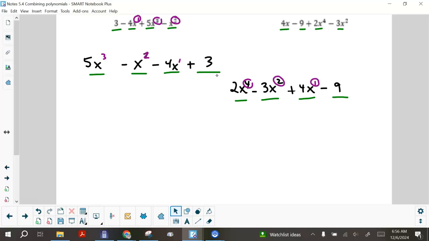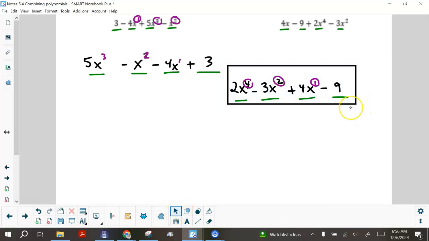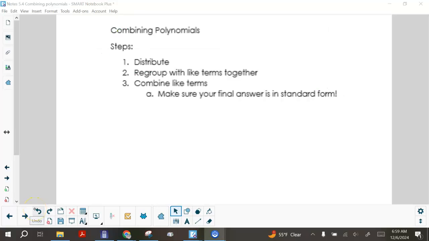In the second example, we did the exact same thing. We just made sure that these were in the correct order. So this is your standard form for polynomials. These two right here are going to be the standard forms of the example on the left and also on the right. Okay, the next section here is combining polynomials.